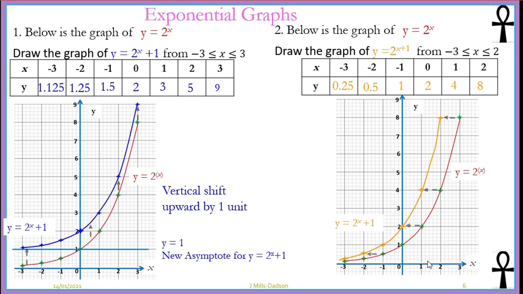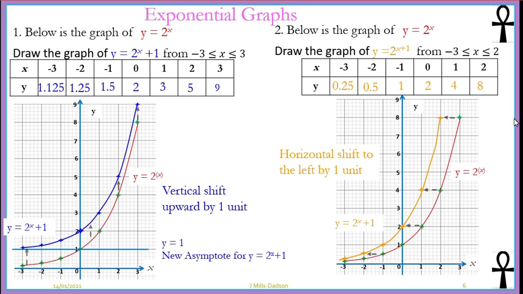But if you look carefully, each point is moving 1 unit to the left. So we can say this is a horizontal shift to the left by 1 unit. Why? Because the power is x plus 1. So it's the plus 1 that's causing it to move 1 unit to the left. So they work in the opposite direction. Plus 1 means 1 unit to the left. Plus 4 means 4 units to the left. Minus 5 means 5 units to the right.